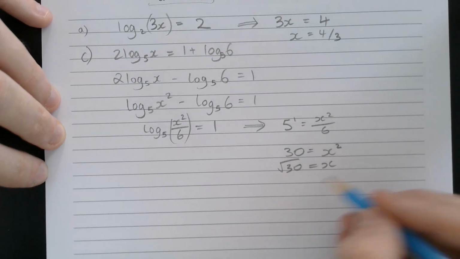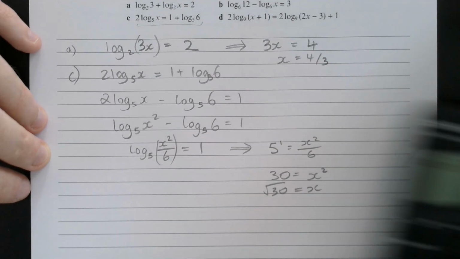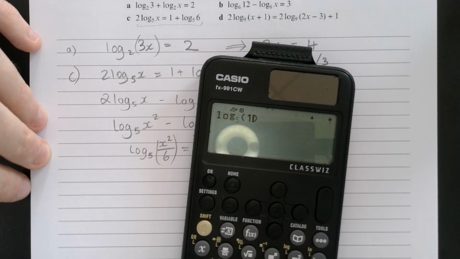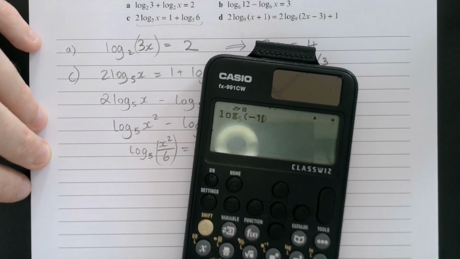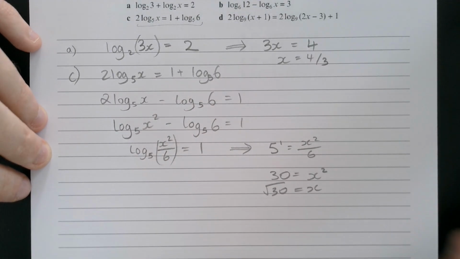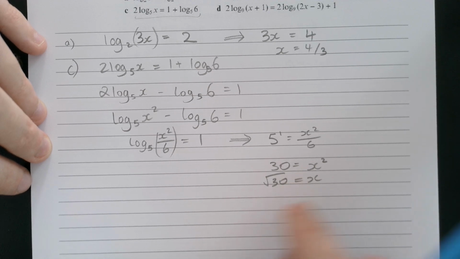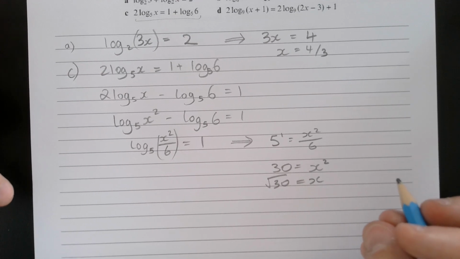Okay, be careful with logs because you can't put negative numbers into logs. You try and take the log of a negative number or even log of 0. So it's fine when it's 1, but log of 0 is not allowed, and log of -1 is also not allowed. So it's not positive or negative root 30, it's just positive root 30.